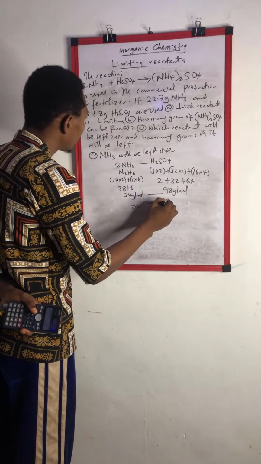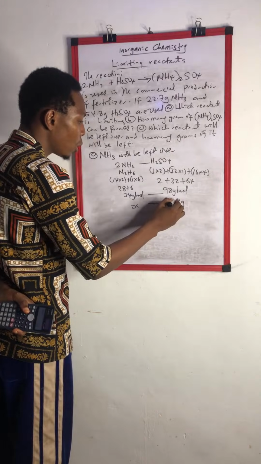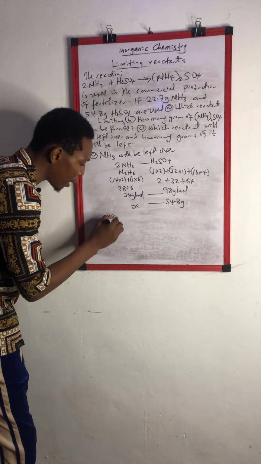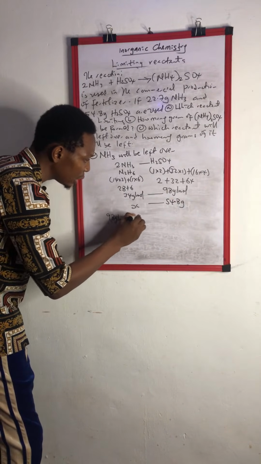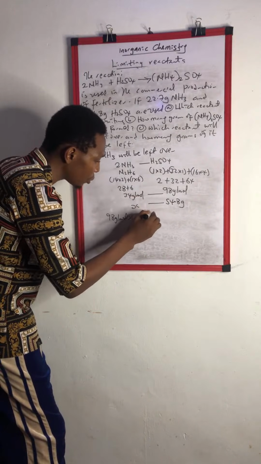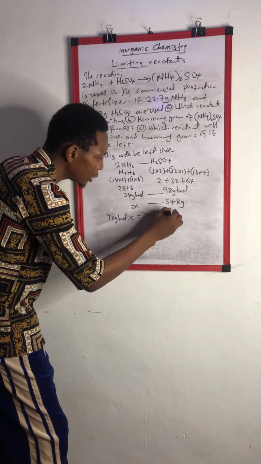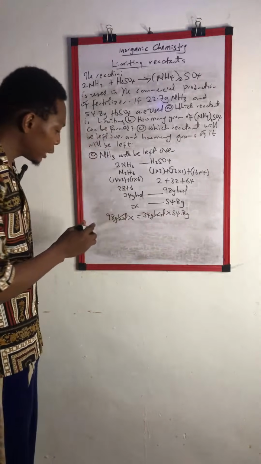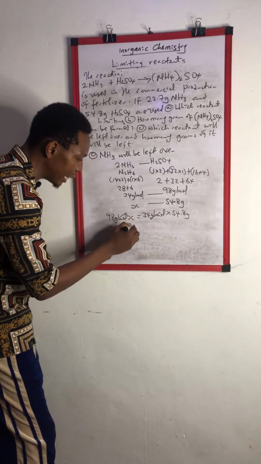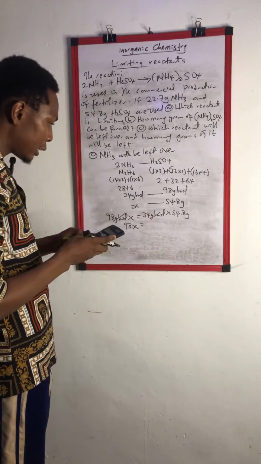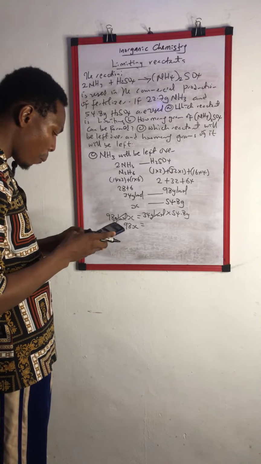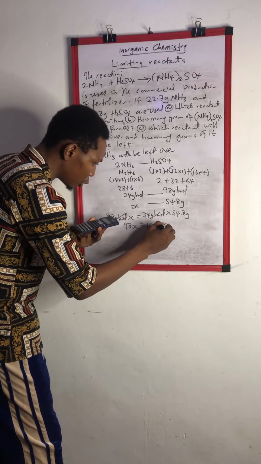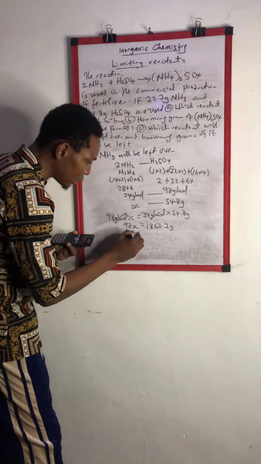So what is the mass for H2SO4? That's 54.8 grams. So what do we do? Cross multiply. This times this we have 98 gram per mole, then S equals to this times 34 gram per mole times 54.8 grams. So gram per mole cancels out gram per mole. 98 times S we have 98x equals to 34 times 54.8. So we are going to have 1863.2.